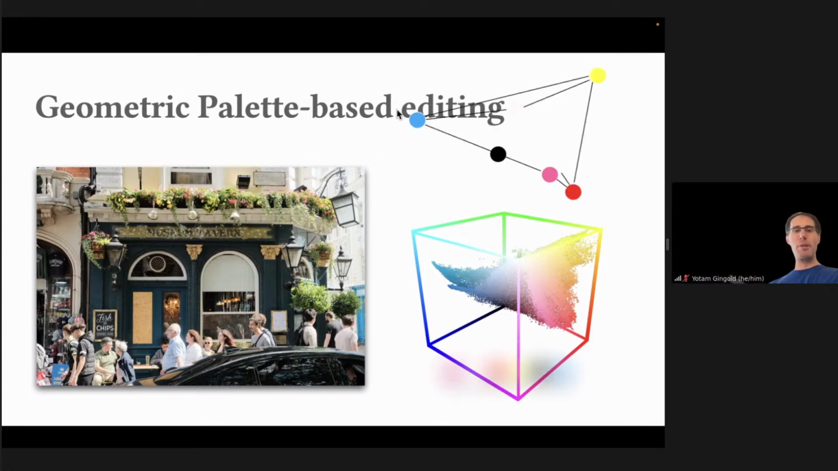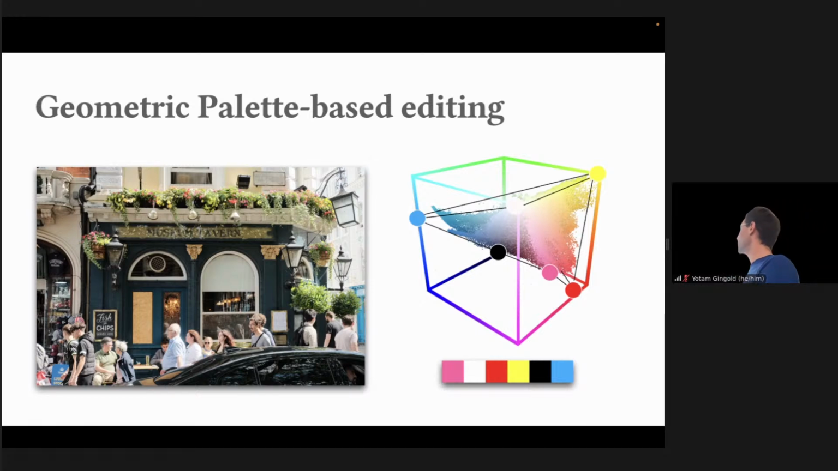And in this approach to geometric palette-based editing, what we can do is we can look at the pixels of the image, we can compute a convex hull, we can approximate that convex hull to reduce the number of vertices, and then we can say, all right, every vertex of that convex hull is a color in a palette. It's a sort of representative palette that we can use to plot every pixel in the image. So the pixels in the image are located inside of this palette.